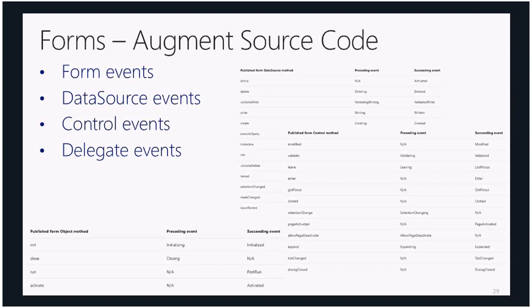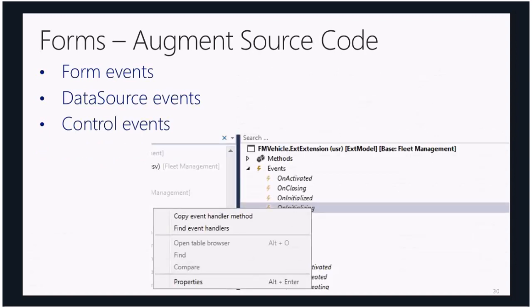We have all of the various events documented at the different layers on our docs site. Many of these events have a preceding event and a succeeding event, but not all. When we do have both events, the preceding event will end in ing and the succeeding event will end in ed. Depending on exactly what you are trying to accomplish with your extension will determine exactly what event to hook into. To hook into a form event, simply expand the Events node in the designer and select the Copy Event Handler method menu item. This will place the event handler code into your clipboard for pasting into a class.